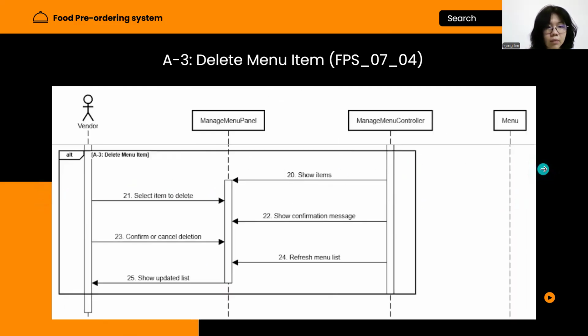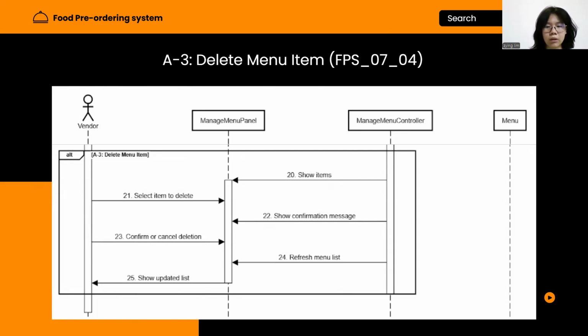Okay, next. Okay, here's the alternative flow for deleting a menu item. Step 20, show items. The controller prompts the panel to display the current list of menu items. Step 21, select item to delete. The vendor chooses the target item from the list. Step 22, show confirmation. The panel displays the confirmation dialog with the item details and a warning.